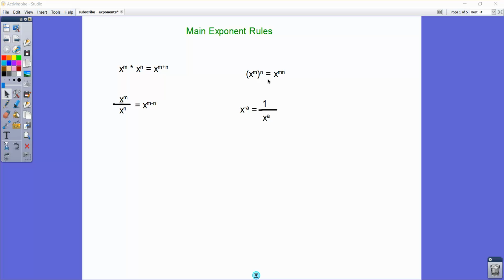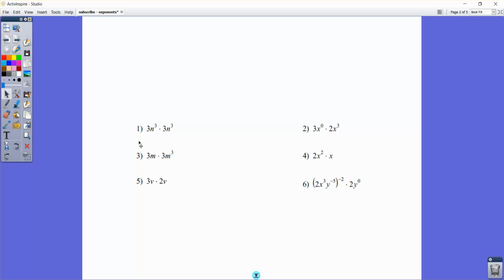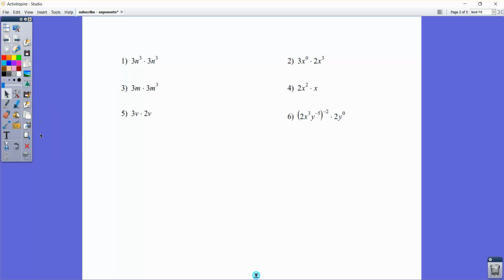For power of a power, when we have a base and an exponent inside parentheses, and then outside the parentheses we have an exponent applied to that, we would actually multiply those exponents to get a resulting exponent. And lastly, the reciprocal rule. With x to a negative exponent, the result is 1 over the positive version of that exponent. So we'll be applying these rules over 14 different examples in this video. Let's get started. So here's some basic quick ones for you.